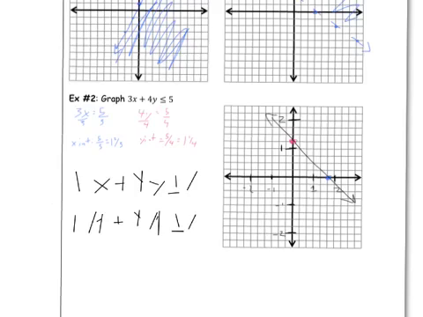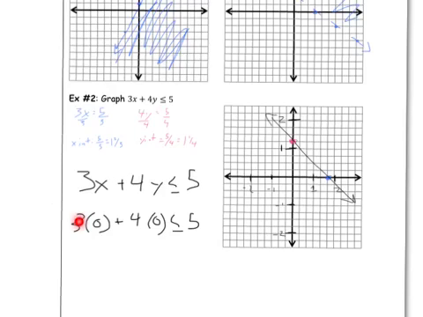Now, I'm writing this out, but you probably could just do this in your head, right? Because 3 times 0 is 0, 4 times 0 is 0, add that up and we just get 0 less than or equal to 5. Well, is that true? Is 0 less than or equal to 5? Yes, it is. So that means that this is a solution to this inequality. So that means we're going to have to shade on the same side as 0, 0. So, shade down here.